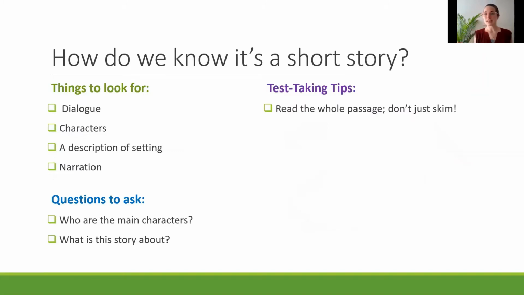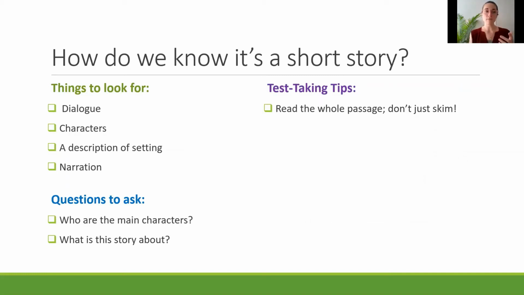How do we know when something is a short story? Well, you can look for, for example, dialogue. You can look for characters. So dialogue is the conversation between two or more people. It's often in quotation marks, so it tends to be easy to identify in a text.